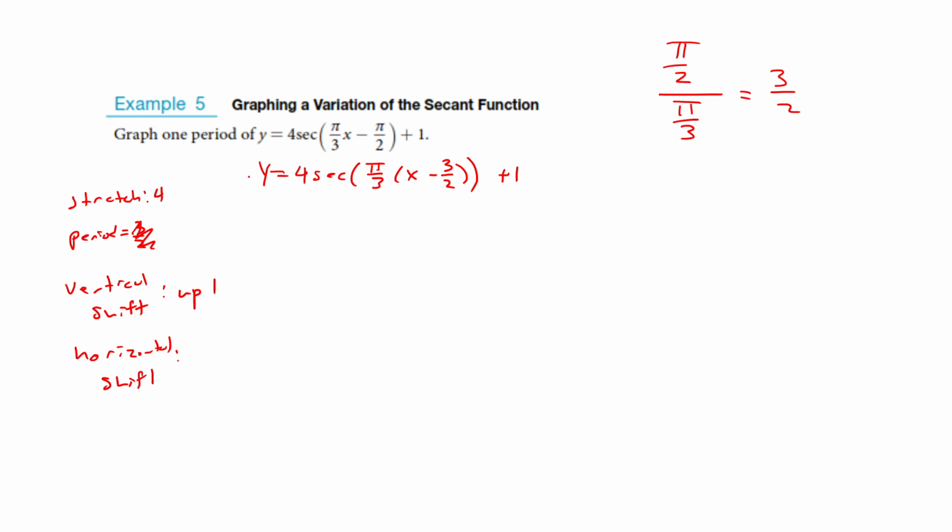Okay, so I just set this up like this. This now is my horizontal shift. It's to the right 3/2, and I didn't do the period right. The period for a secant is 2 pi, but we're going to divide it by that b, which is pi over 3. So 2 pi divided by pi over 3. We keep, change, flip. It's going to be 6. Okay, so that turns out to be 6.